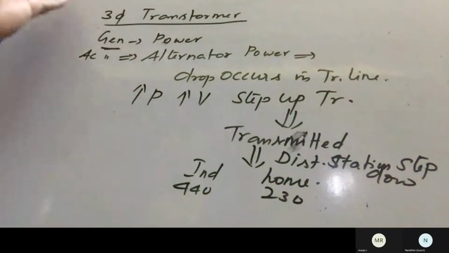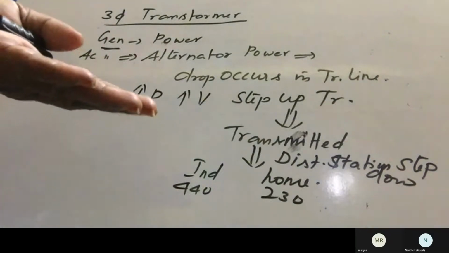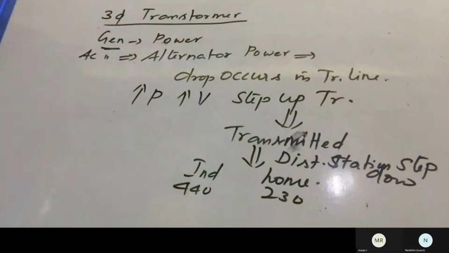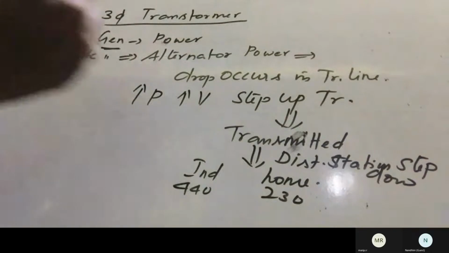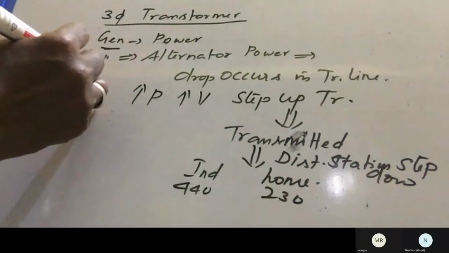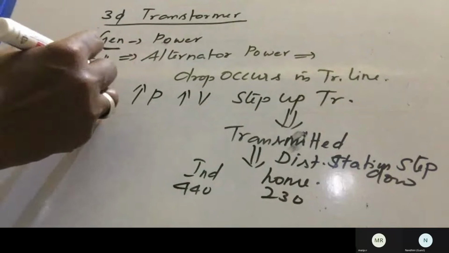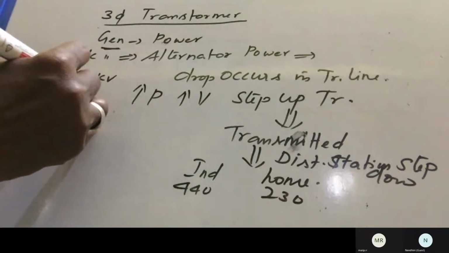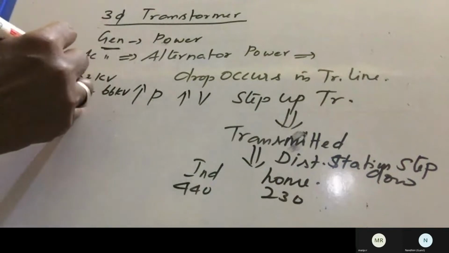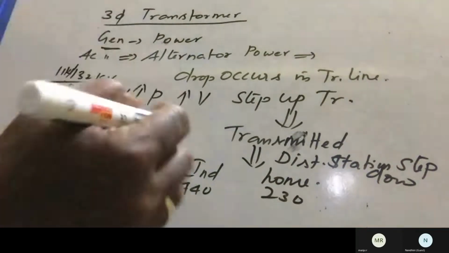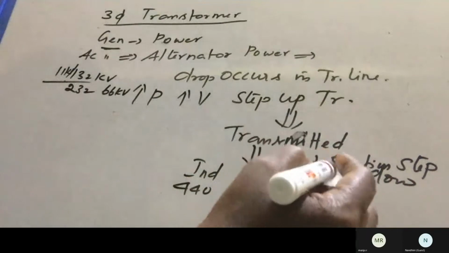If we transmit the same power, the receiving side will get a reduced voltage due to losses, so we increase the voltage, and the same is decreased at the distribution station. Generally we generate the voltage at 11 kV, and it is transmitted at 132 kV, 232 kV or 66 kV. The same applies in the distribution station.